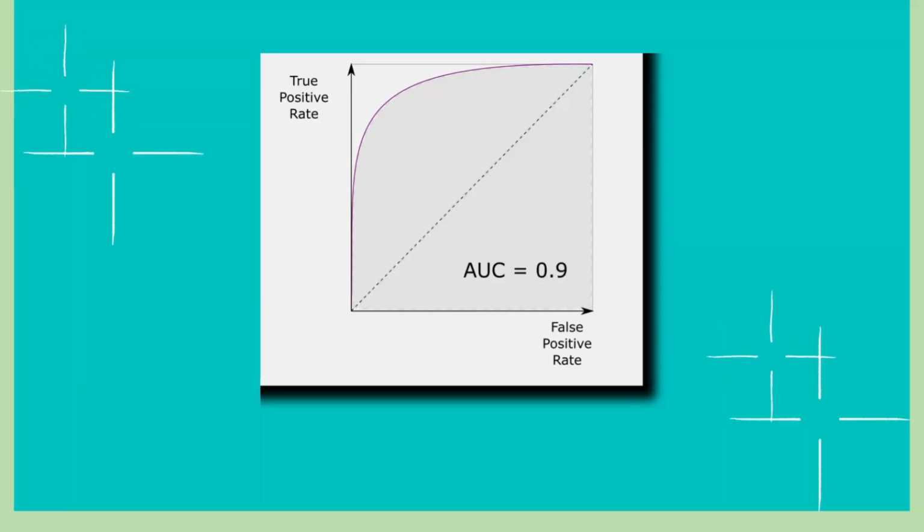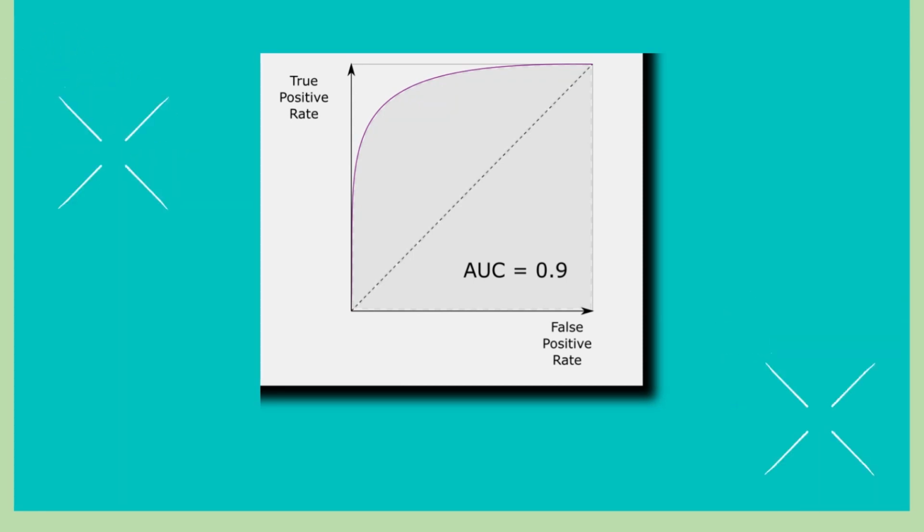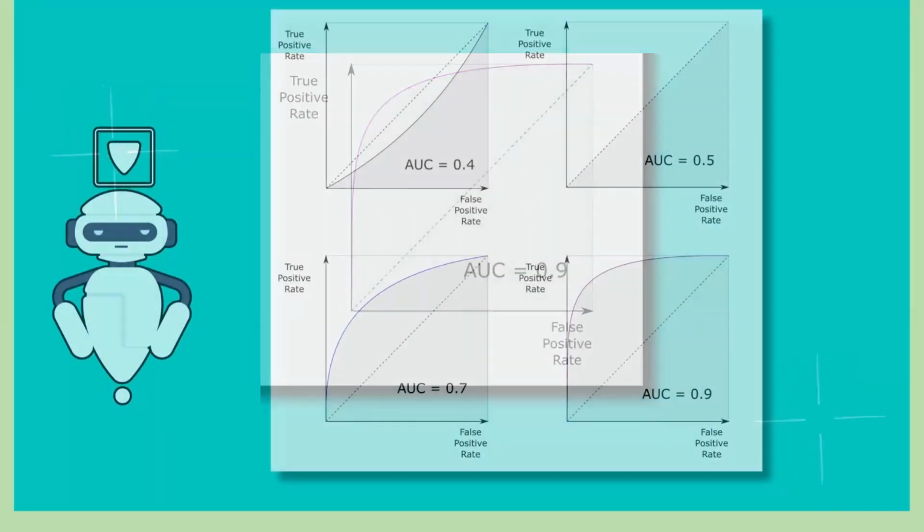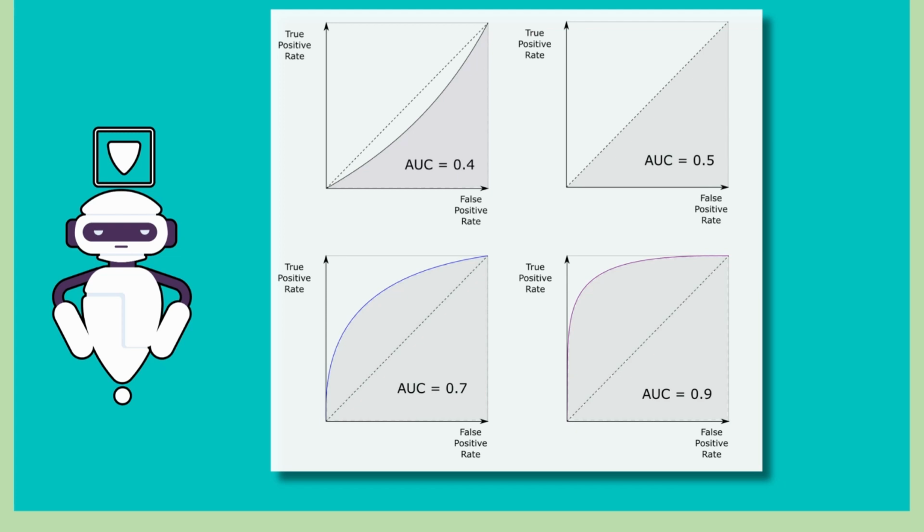A higher AUC indicates better performance, suggesting that our model is effective in classifying cat and not cat images. If we had multiple models, we could compare their AUC values to determine which one performs the best. In conclusion, the AUC ROC curve is a powerful tool for evaluating classification models.